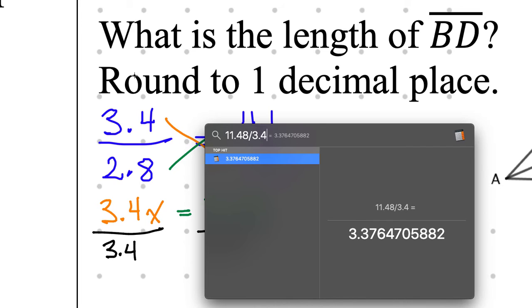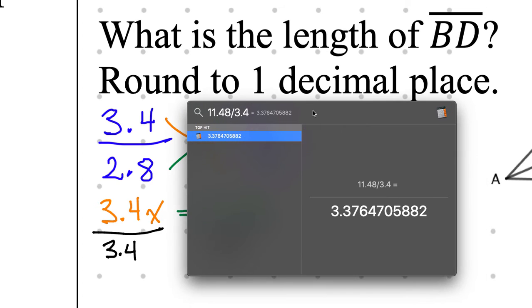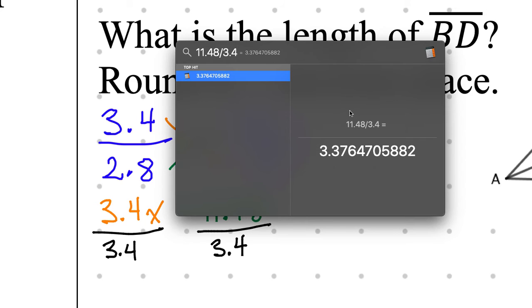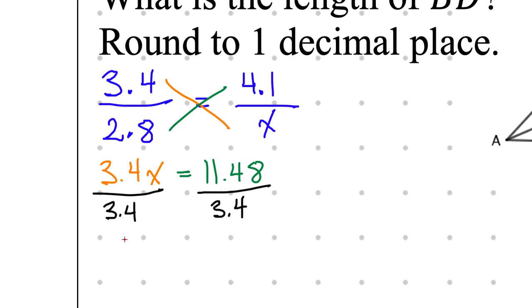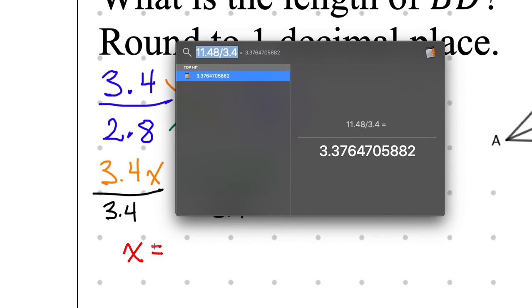Let's read our instructions again. Round to 1 decimal place. Gunnar, you got this. This is 3 point... Is it 3.4 or 3.3? Oh, 3.4. There it is. So we can say now down here, x is equal to 3.4.